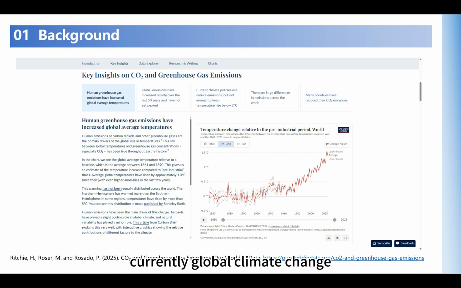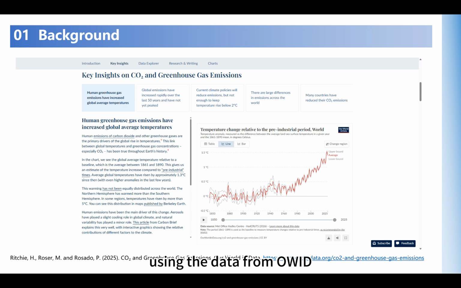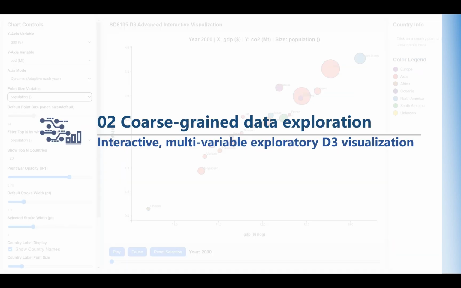Currently, global climate change has become an increasingly critical issue. This project aims to explore the relationship between carbon dioxide emissions and various economic indicators, providing data-driven insights to support future global climate policymaking using the data from OWID. Then let's go to the second part.